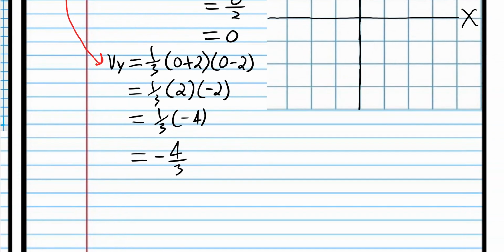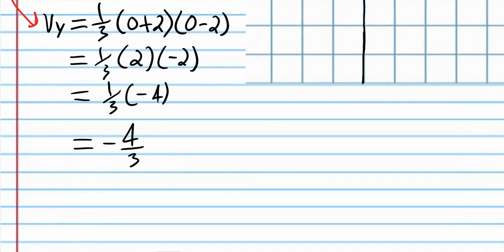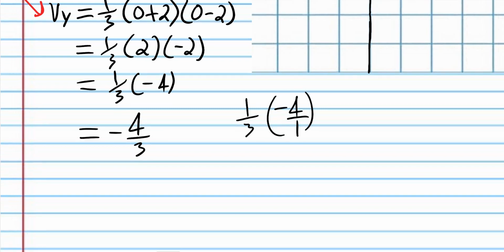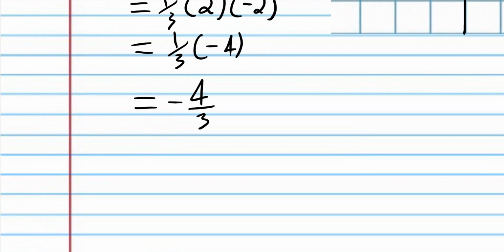But students may have anxieties about basic arithmetic, even though at this point you're supposed to know this stuff already. In case you forgot, remember you can always write a whole number as over 1. So then it just becomes 1/3 times -4 over 1. And just multiply straight across. 1 times -4 is -4, and 3 times 1 is 3. Most teachers would not show you that. They would just say, sorry, you should know that by now.